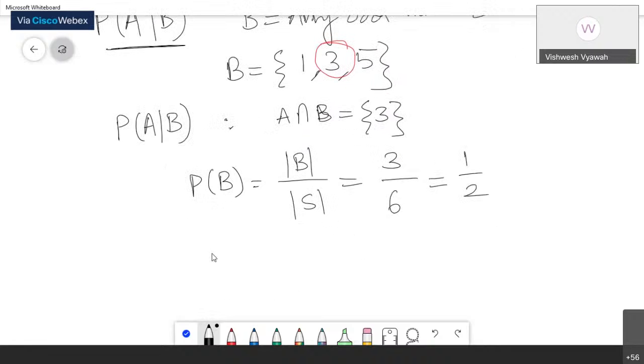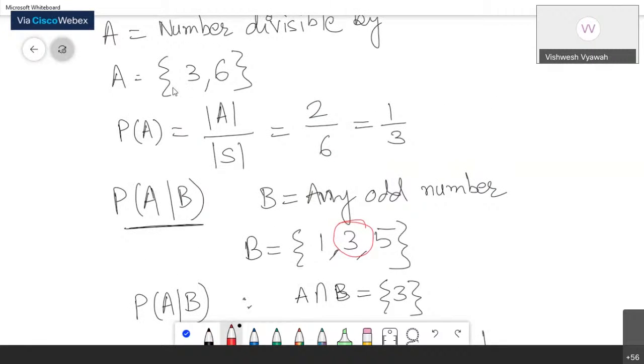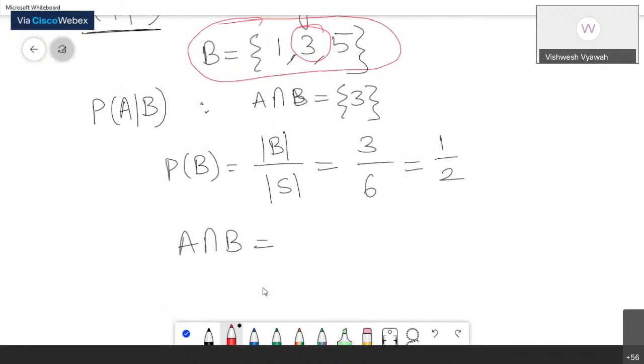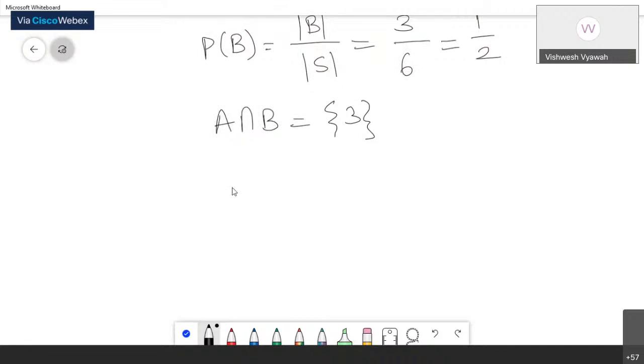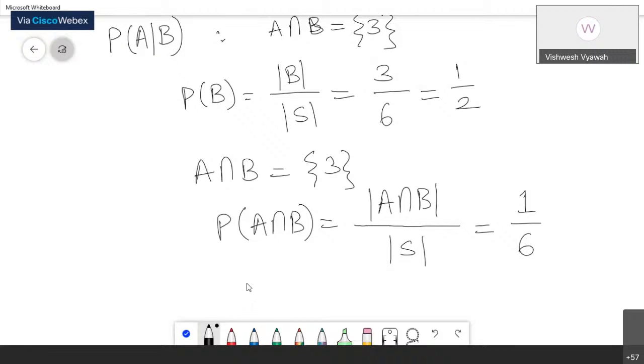Okay, right. Next thing we find out A intersection B. Which is my A? This is my A, and this is my B. I'm trying to find out A intersection B. Obviously, the A intersection B will be only 3. Now, what is the probability of A intersection B? Probability of A intersection B is cardinality of A intersection B divided by cardinality of S. So this is 1, because it has got only one element, and this is 6. 1 by 6 basically.